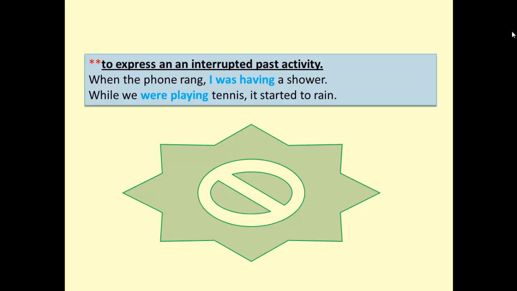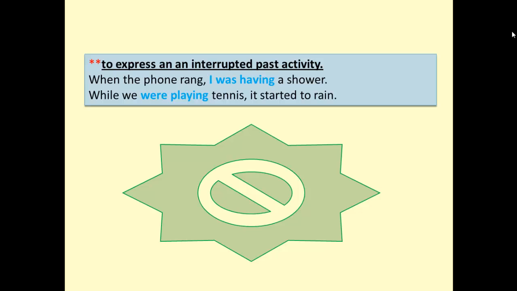If we have two actions and the two actions happened in the past, and one action interrupts the other action in the past, so here we have two actions. The first one, which began first, we use in past continuous, and the following action which happened after that and interrupted the first one, we use in past simple.